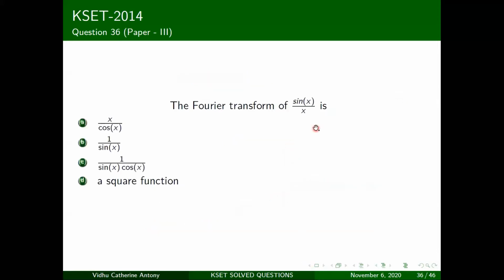If you recall, in your 2013 paper, what was given to you was: what is the Fourier transform of a square function? And your option had a sinc function in it. So what you need to do now is find the Fourier transform with a sinc function. The easiest way to do this is to look at the Fourier transform of the square function, take that, and find the Fourier transform again. So you get back the square function.